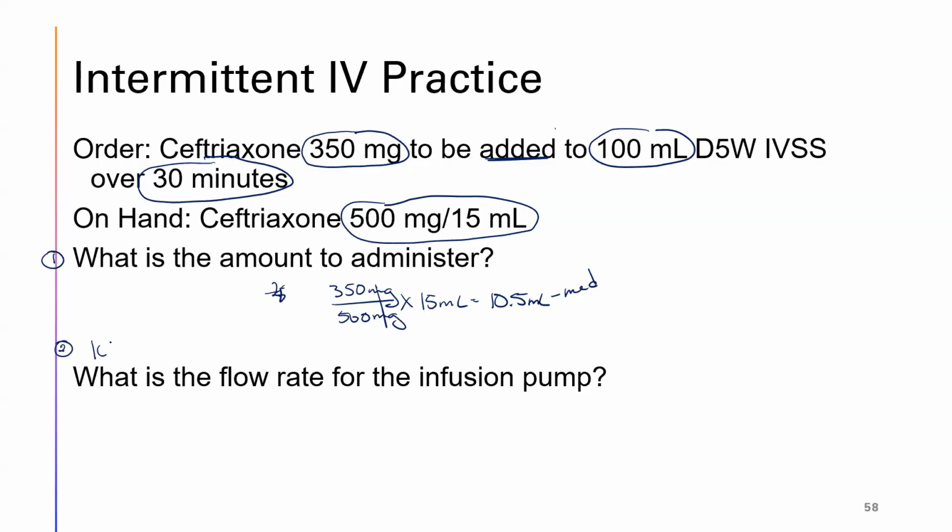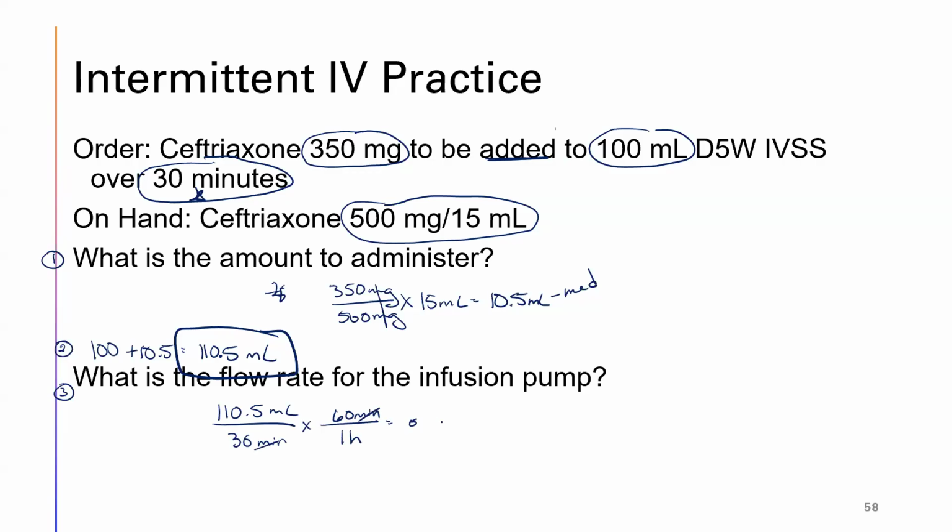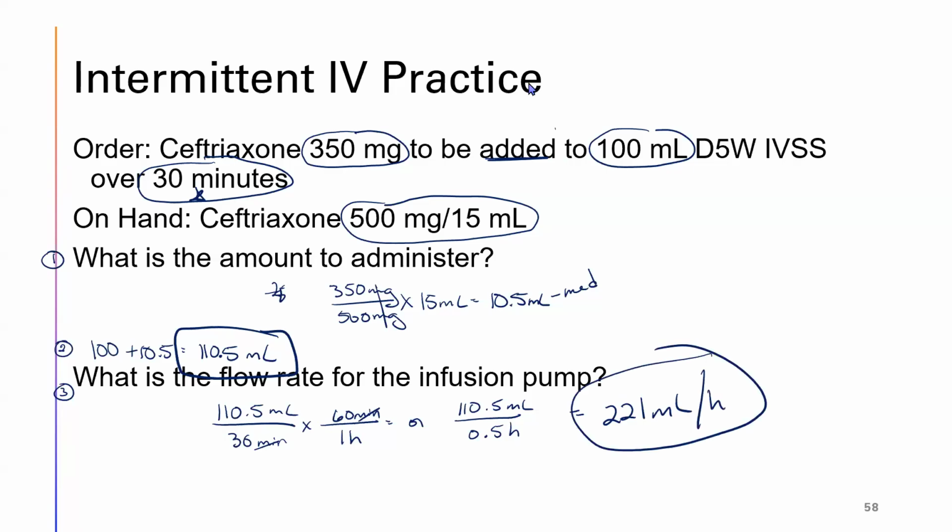So there's 100 in the primary bag. You're adding 10.5 to that, which gives you 110.5 milliliters. So this is his total liquid over 30 minutes. And you want to find the flow rate for the infusion pump. So you could do 110.5 milliliters over 30 minutes times 60 minutes over 1 hour. Honestly, most people do that. Another option could have been 110.5 milliliters over 0.5 hours, since 30 minutes is half an hour. Either way, your answer should come to 221 milliliters per hour. Okay, hope y'all find that helpful.